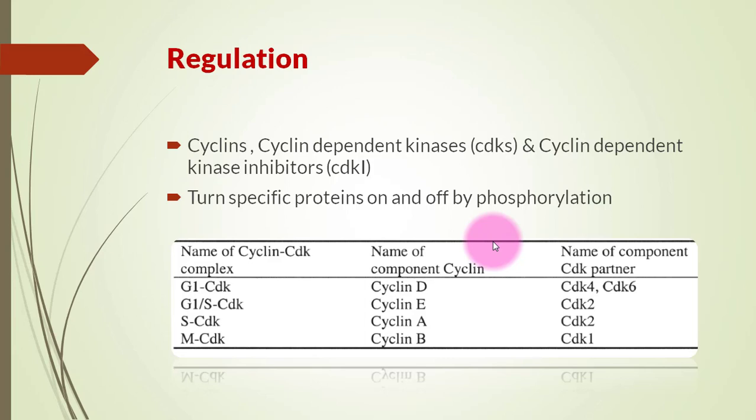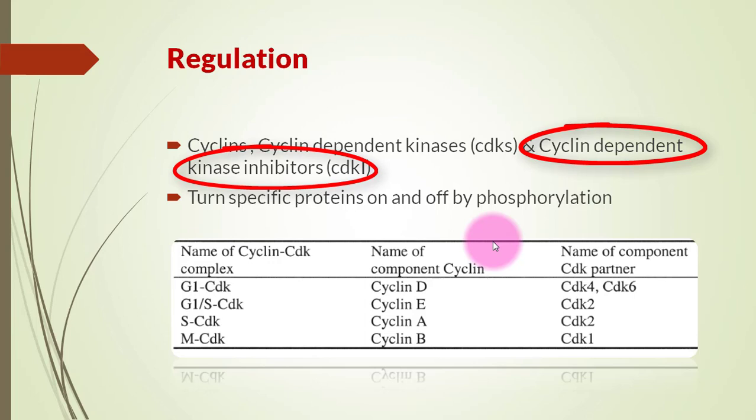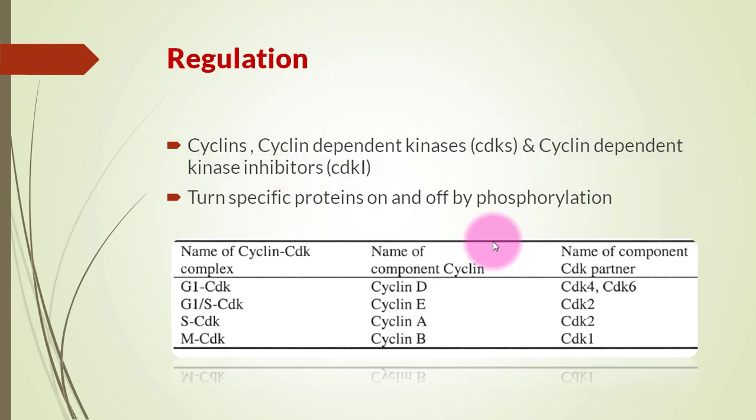Regulation of a cell cycle is carried out by a number of proteins. We have three groups of proteins that are very important players in the regulation of the cell cycle. These groups of proteins are cyclins, cyclin-dependent kinases, and cyclin-dependent kinase inhibitors. Cyclins and cyclin-dependent kinases are positive regulators, while cyclin-dependent kinase inhibitors are negative regulators. I will talk about this in detail.